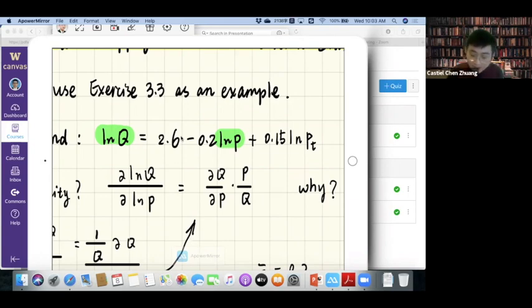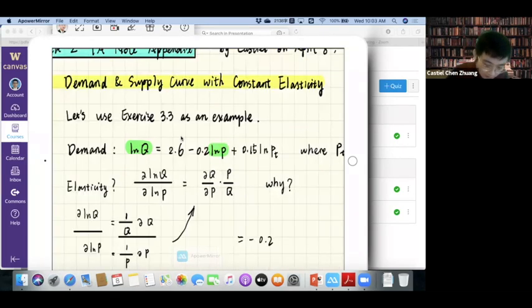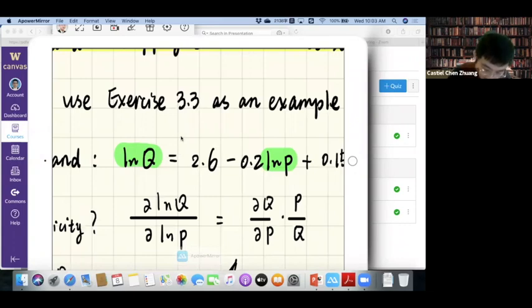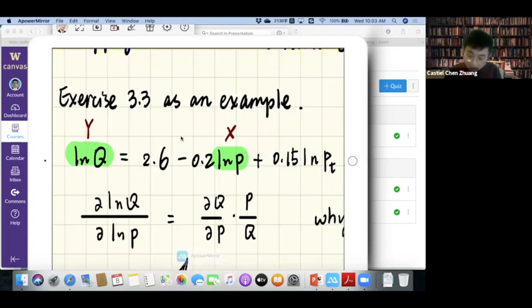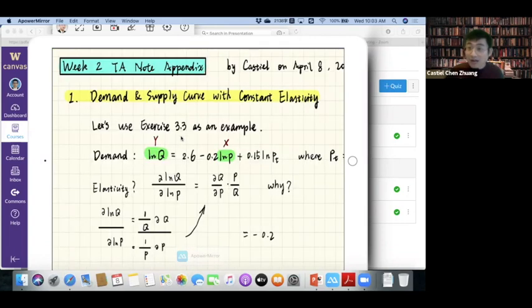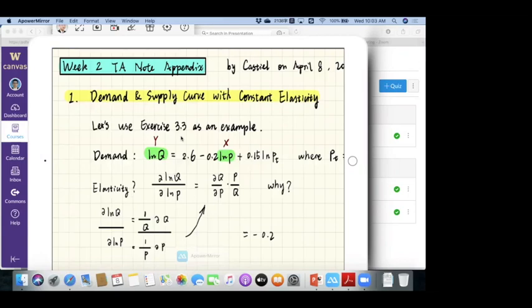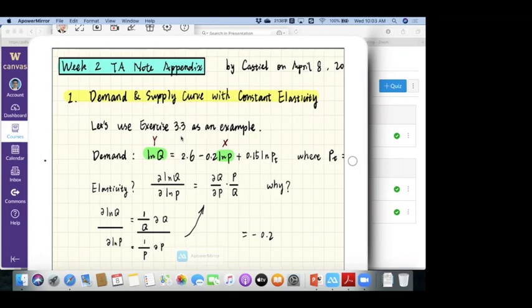So it's fairly straightforward. Let me replace them by other variables. Let's treat log of Q as Y, and treat this as X. So you are essentially taking the derivative of Y with respect to X. And of course, you get negative 0.2, right? So when we say dQ over dP times P over Q, that's essentially taking the derivative of log Q, or Y, with respect to X.